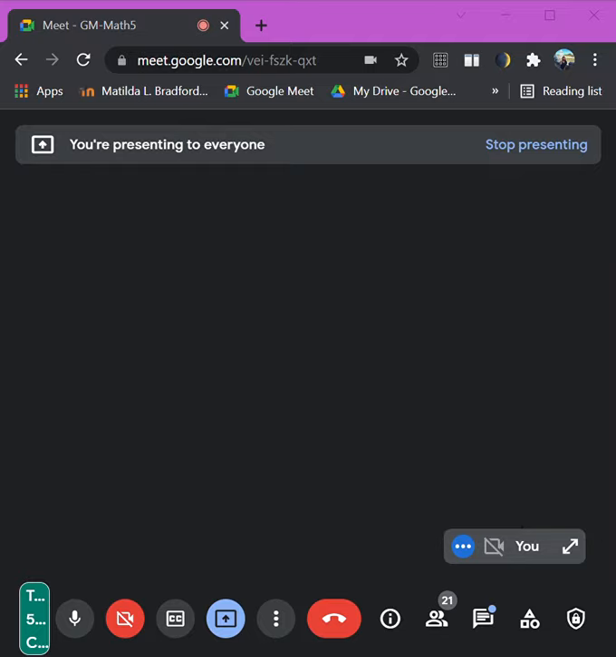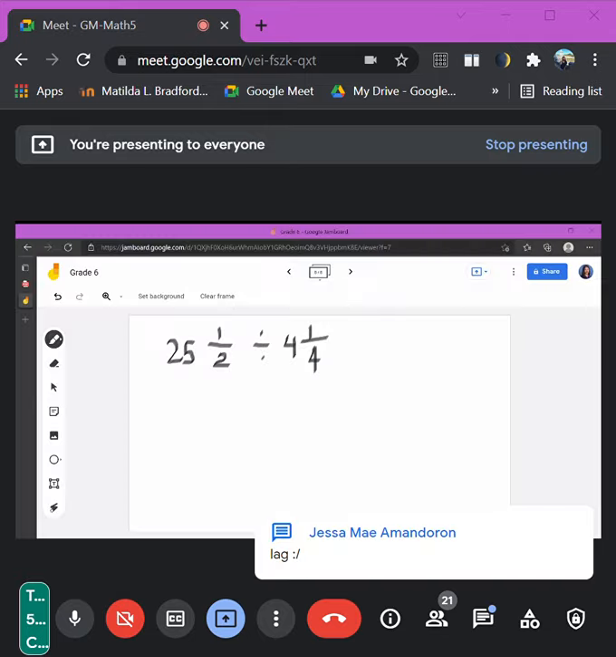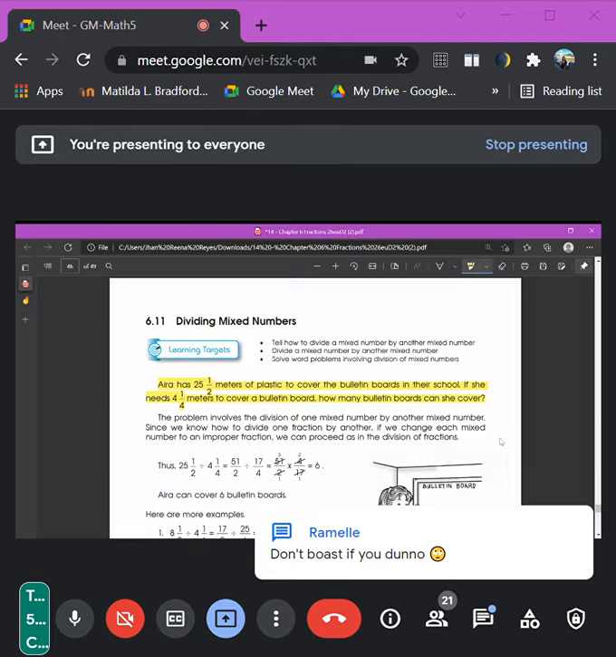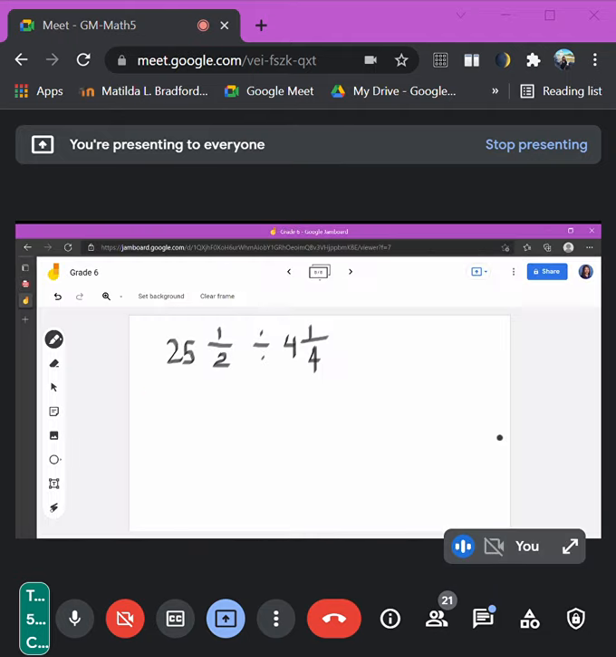Sure. Okay. So, as you can see, in our given, you have mixed numbers, right? Mixed numbers, the 25 and 1/2 and the 4 and 1/4. Okay. So, the same process we did earlier in dividing fractions, if we have mixed numbers, we should change these into fractions. We are going to change them into improper fractions.